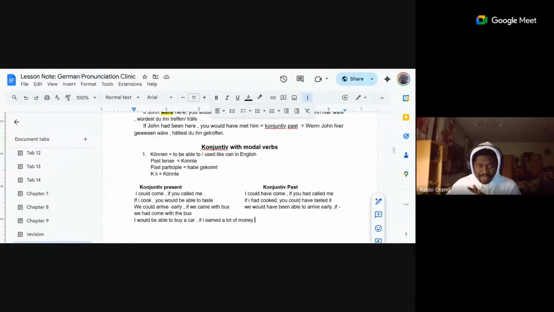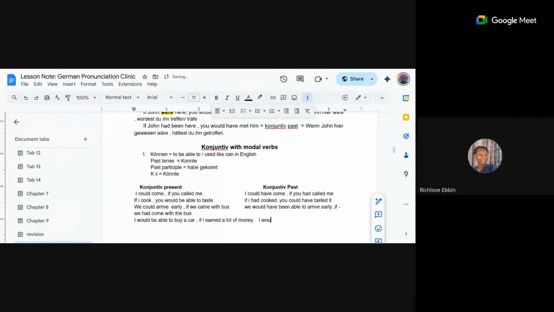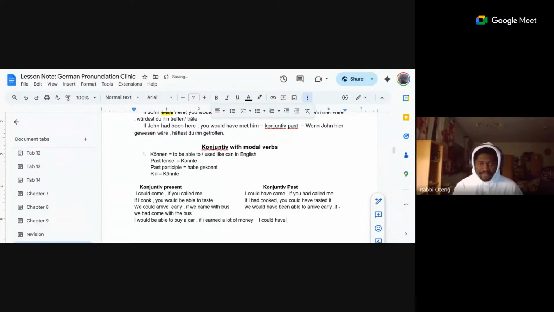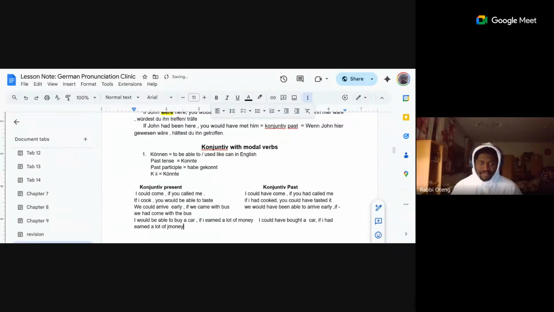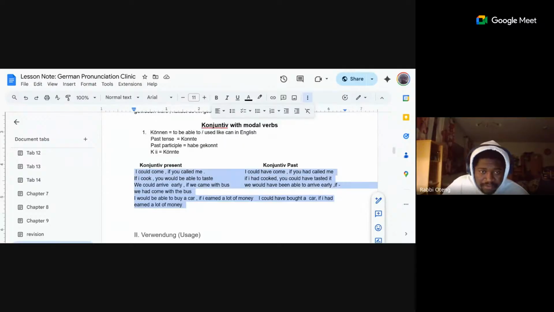I hope that you've written it down because I can't push this one to the end because it's not a table. All right, so I would be able to buy a car if I earned a lot of money. It will be what? I could have been able to buy a car. I could have bought a car if I had earned a lot of money. Okay, so we have to send each. The table will be better.